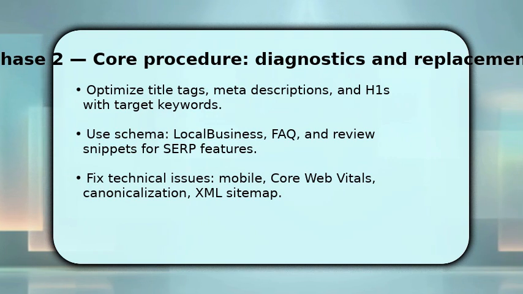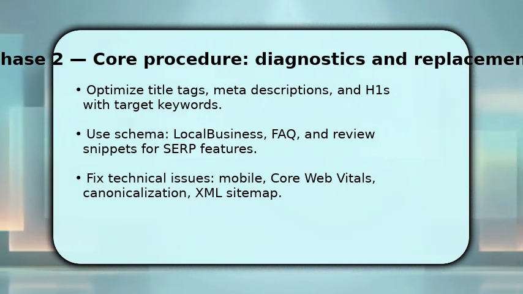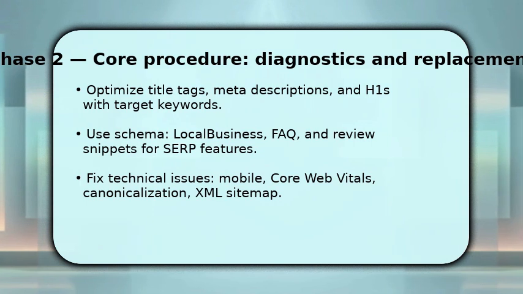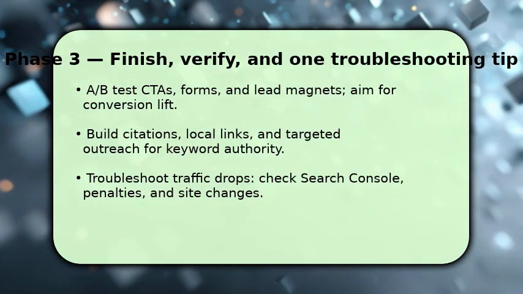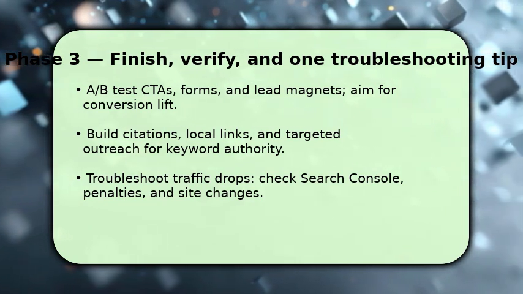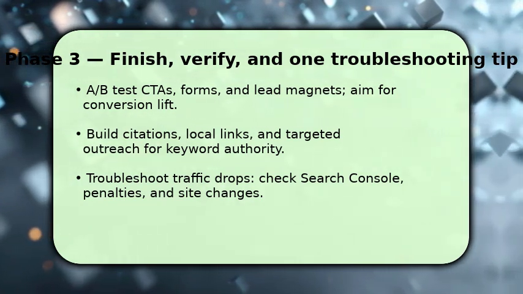Finish by converting traffic into leads. A/B test CTAs, form length, and lead magnets until conversion improves. Once you have visitors, follow up with email sequences and use booking widgets or live chat to reduce friction.